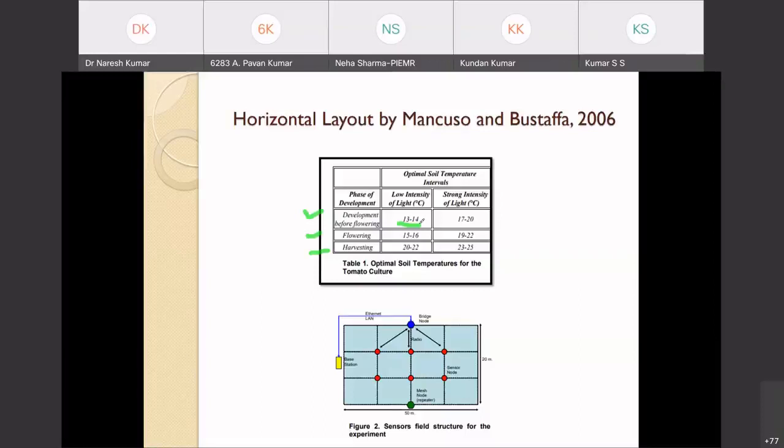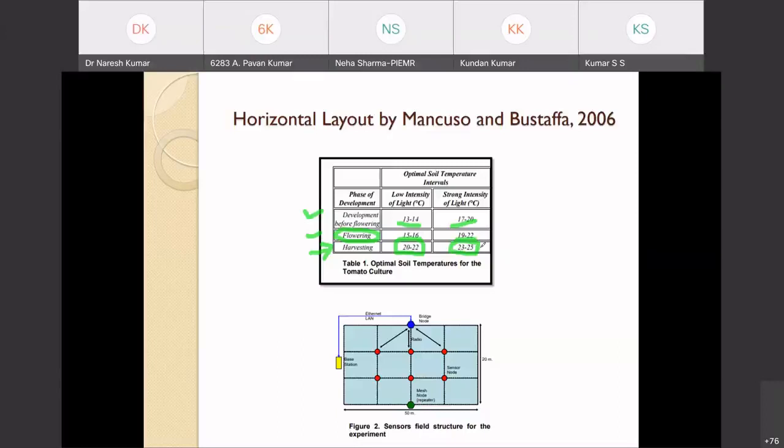If strong intensity of light is there, then it can be from 17 to 20 degrees. Now, when the flowering starts, the temperature requirement slightly increases, to 15 to 16 degrees. And when strong intensity of light is there, it is around 19 to 22. For harvesting, the temperature requirement is different: 20 to 22 for low intensity, and for strong intensity, it is 23 to 25.